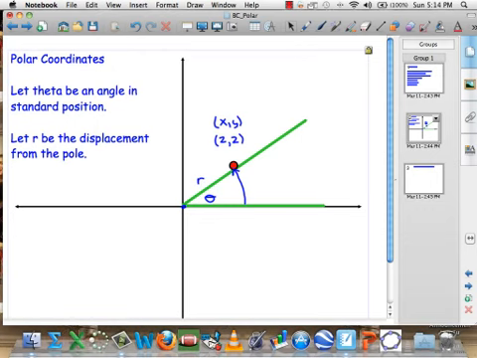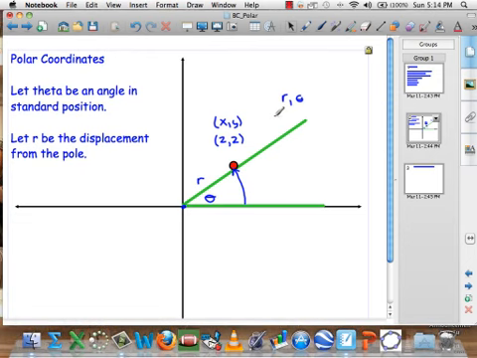So that's labeled r. R could be negative, which just means that you would measure in the opposite direction from theta. So in other words, you go this way. Theta could also be negative, which means that your angle is moving clockwise versus counterclockwise. Okay, in this world, we can relabel this dot with these coordinates, r, comma, theta.